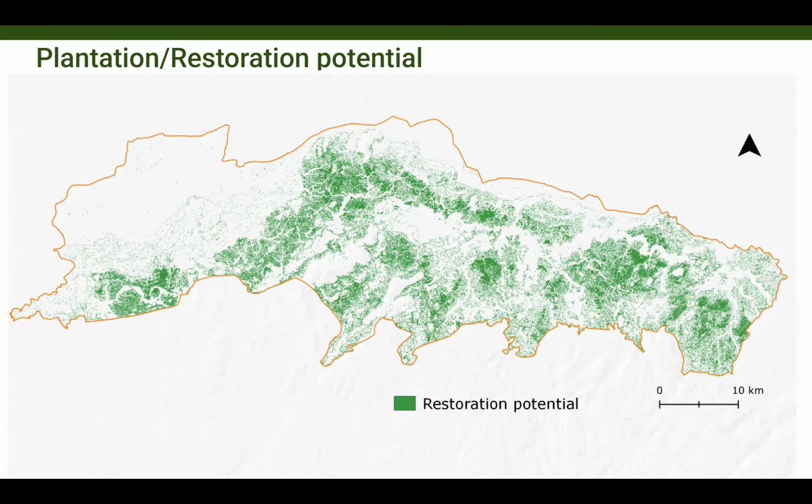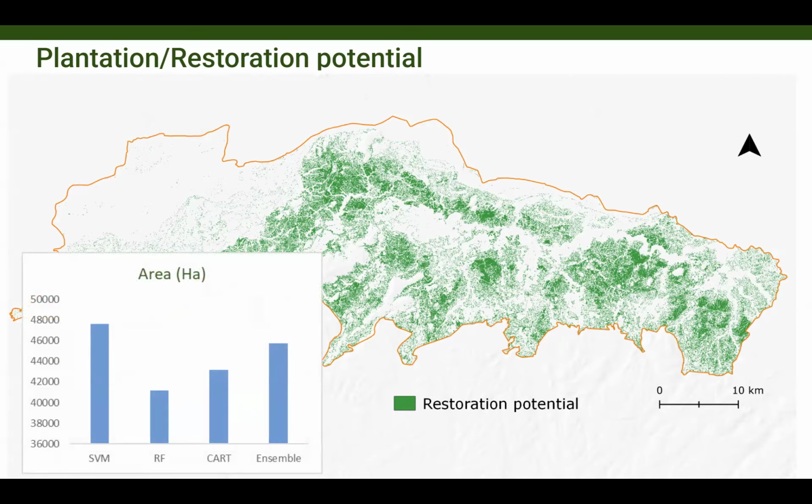houses. So that's why it's coming somewhere here and there, mixed pixels, and there is no filter applied in there, majority filter or minority filter. So this is the raw information about the restoration potential.